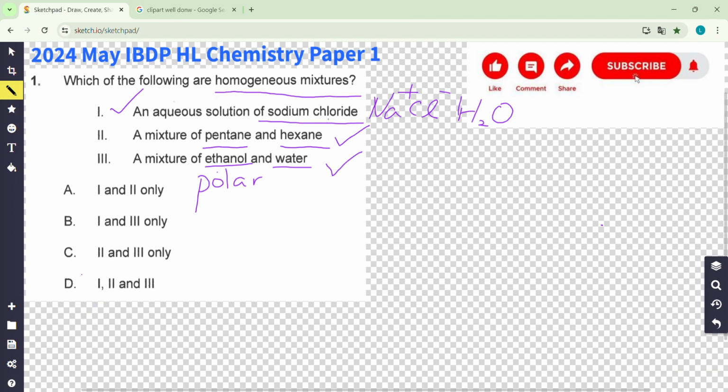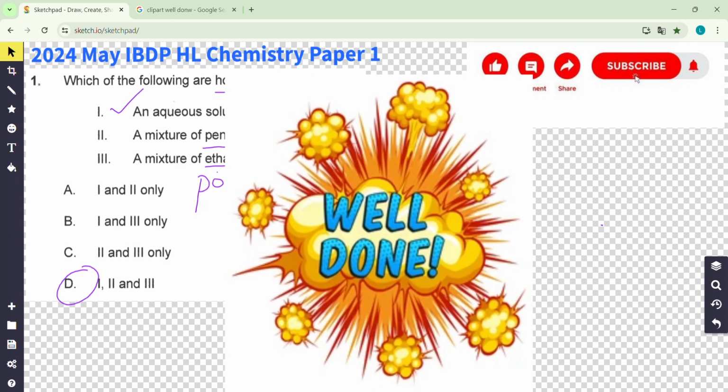A little bit hard question, right? But if you know about the homogeneous mixture, about the property, you can do that. I must say, well done, guys.